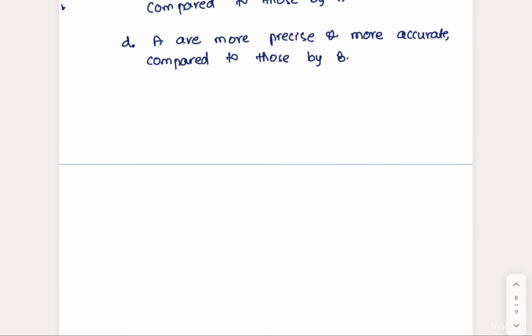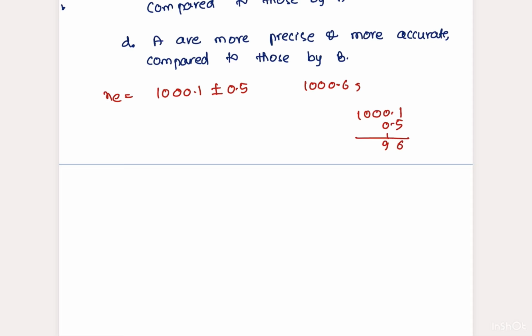So the exact length they have given as 1000.1 plus or minus 0.5. This gives the value 1000.6, and 1000.1 minus 0.5 gives 999.6. Therefore the rod length may be 999.6 to 1000.6. So it may be between these two values. The rod length may be 999.6 or 999.7, and so on, maybe up to 1000.6.